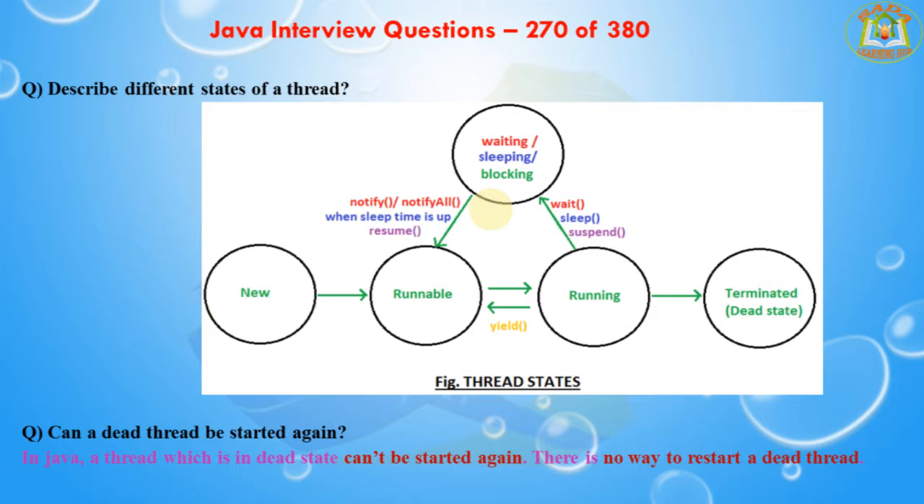There are different states in the thread. The first one is the new state, the second one is the runnable state, the third one is the waiting, sleeping or blocking state, the fourth one is the running state, and the fifth one is the dead state.